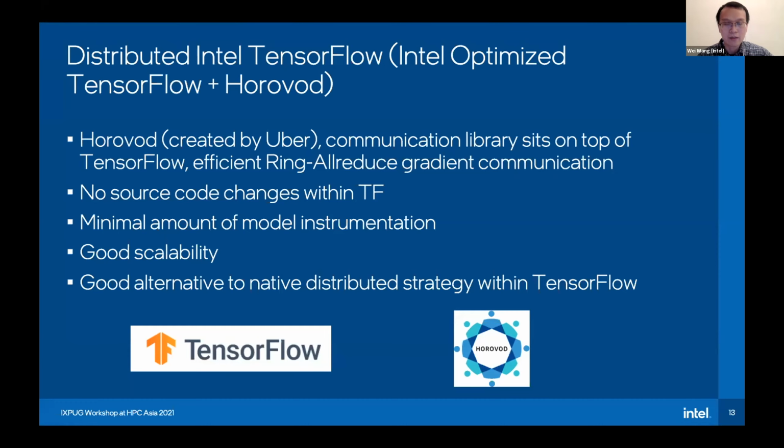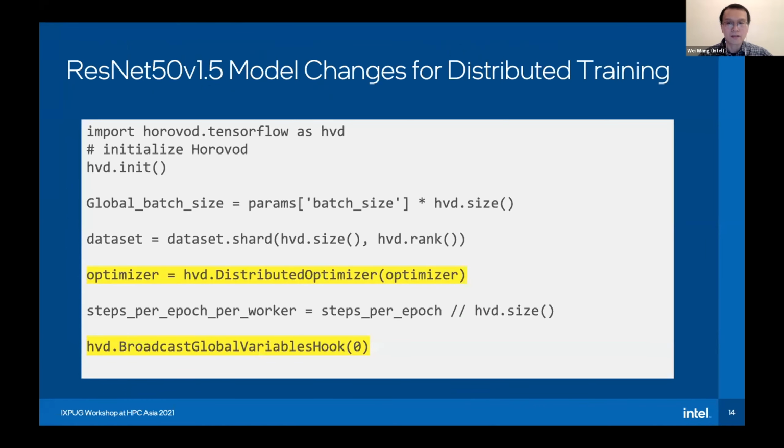So this is just an example of how we did the ResNet50 model changes. The key Horovod APIs are highlighted here. It starts with the initialization, kind of starting an MPI communication world, and because we are doing training, we need to update the global batch size according to the number of workers.